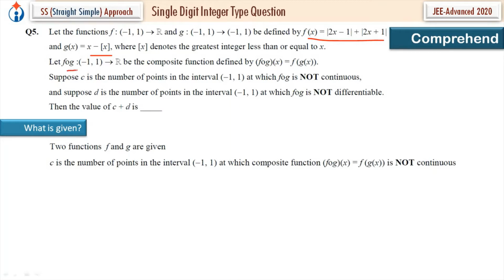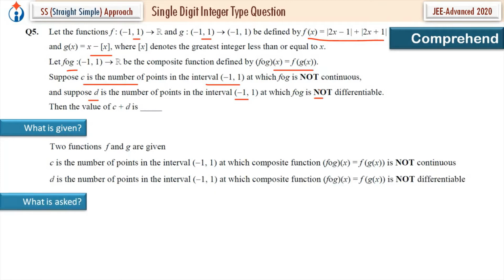Now f of g, the composite function, is defined. Usual definition. Suppose C is the number of points in the interval -1 to 1, which is the domain of both f and g, at which f of g is not continuous. So C is the number of points in the interval at which the composite function is not continuous. And suppose D is the number of points in the interval at which f of g is not differentiable. What is asked? The value of C plus D.